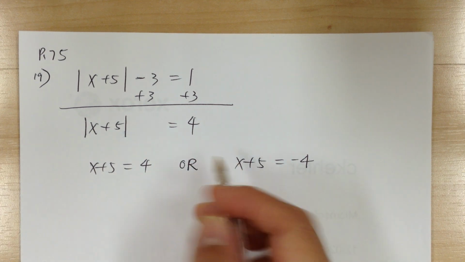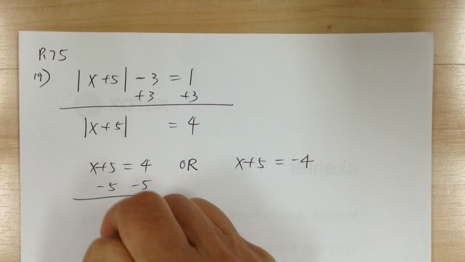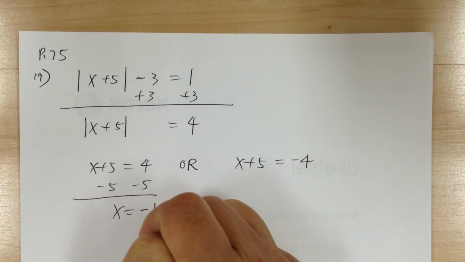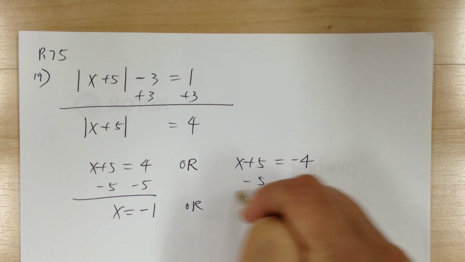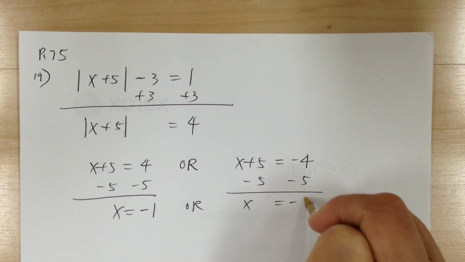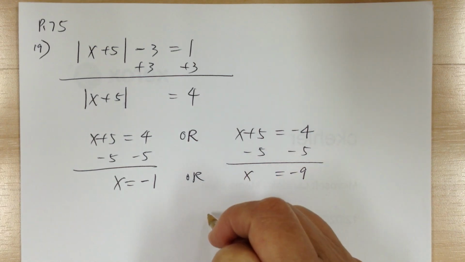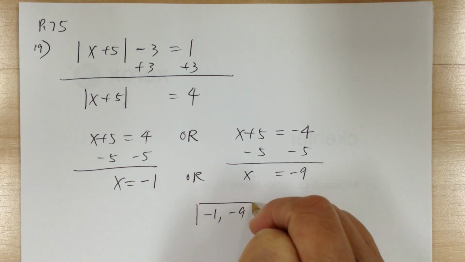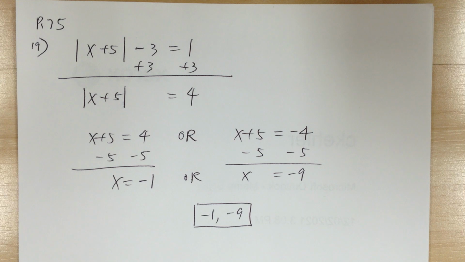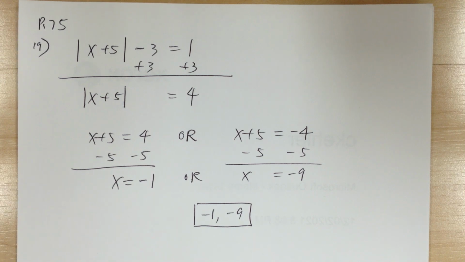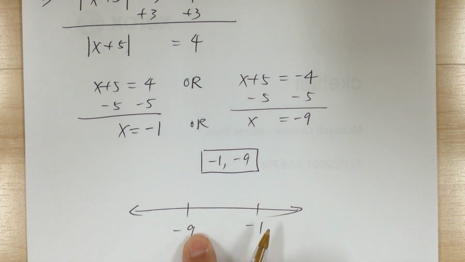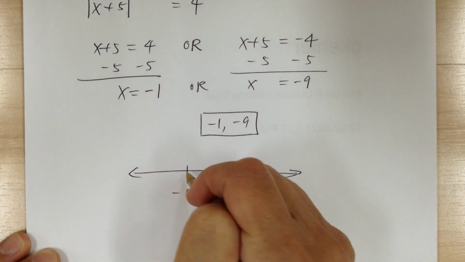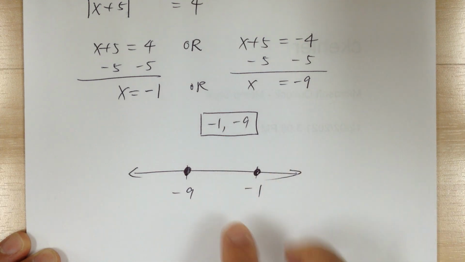Then after that, you go and solve. So minus 5 on each side, so you got x equal to -1, or this one you minus 5 on each side, so x equal to -9. So your answer would be -1, -9. So if you were to graph this, you got -9, -1, right? -9 is over here. So to graph, this will be just a dot and a dot. So that would be the graph.